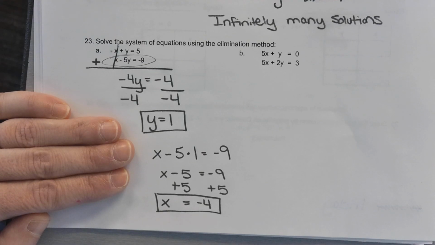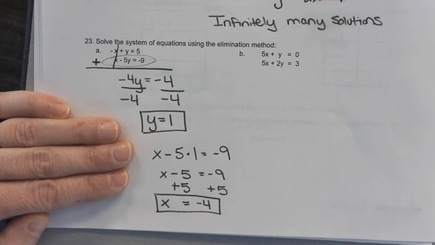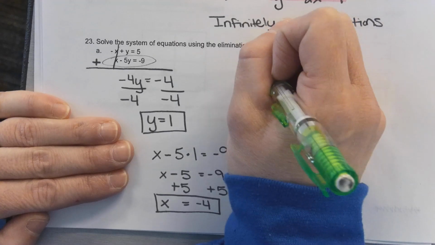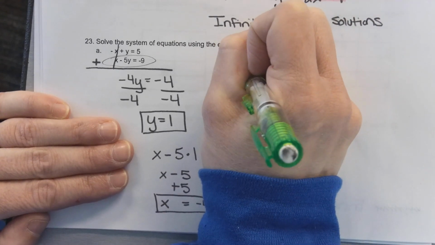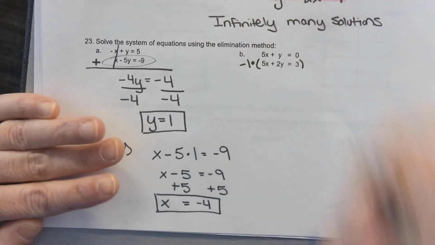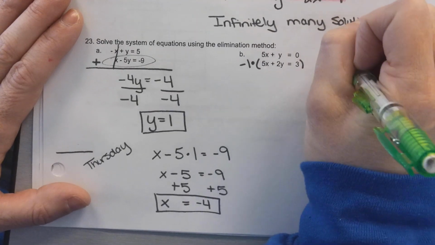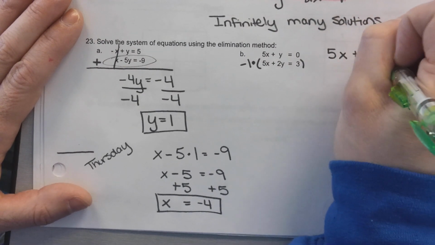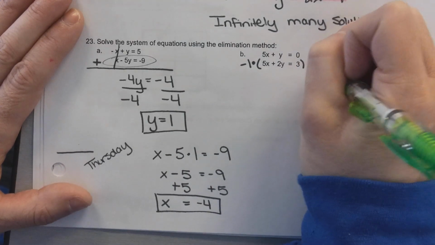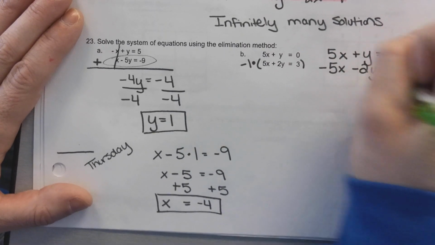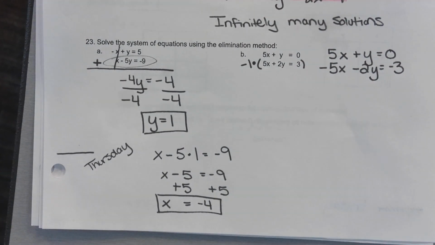Okay, look at part B. Do I have two things that are the same, but are the signs opposite? No. So here's what I'm going to do. I'm going to pick one of them. Doesn't matter which one. Remember, we could multiply by things. I'm going to multiply everything by -1 because that's going to make things the opposite for me. So the top equation, I'm going to leave 5x plus y equals 0. The bottom equation is going to become -5x minus 2y equals -3. So it switches all my signs. So they were all positive, now they're all negative because I multiplied by -1.